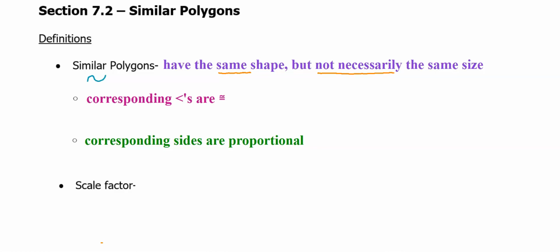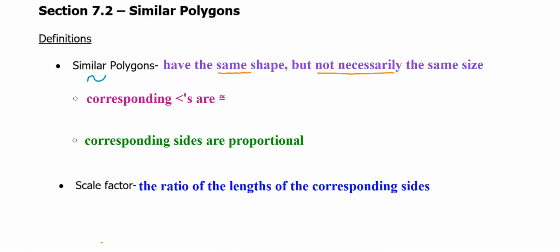Similar polygons will have two things that they will definitely have. Corresponding angles will be congruent, that's for sure. And the second thing is corresponding sides are proportional. So all the side lengths are going to be exactly twice as big, or all the side lengths will maybe be 1/3 the size, but they will all be proportional in size.